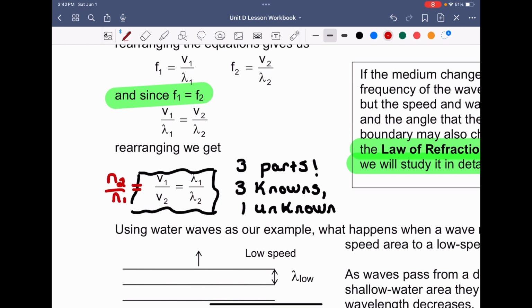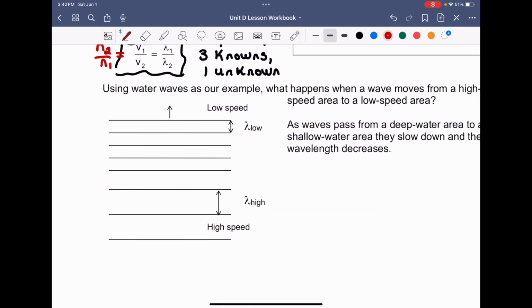Index 2 over index 1 is equal to this. But we don't go into that side for physics 20. You will go into that for physics 30. Okay, now continuing this idea of frequency remaining the same, but our wavelength and our speed changing, let's look at the example that was brought up from before.